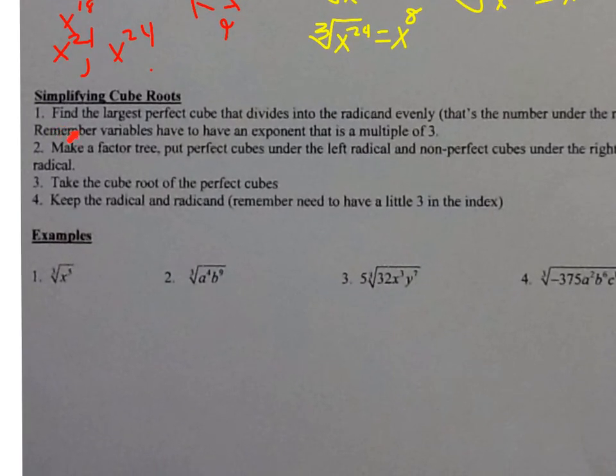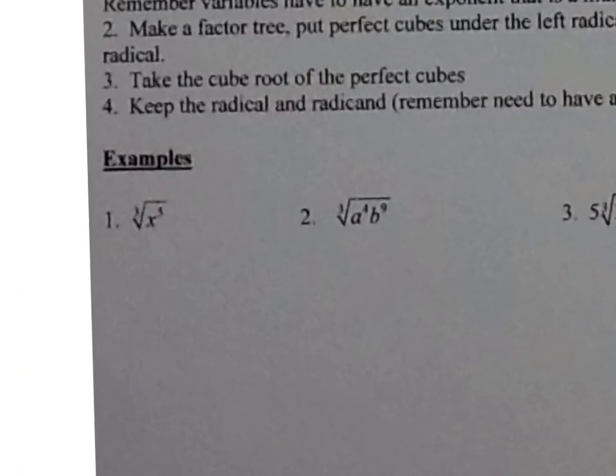All right, so it says, find the largest perfect cube that divides into the radicand evenly. That's the number that's under the radical. Remember, your variables have to have an exponent that's a multiple of 3. Make a factor tree. Put your perfect cubes on the left, your leftovers on the right. Take the cube root of your perfect cube and keep the radical and radicand. So make sure you have that little 3 in the index to represent a cube root.